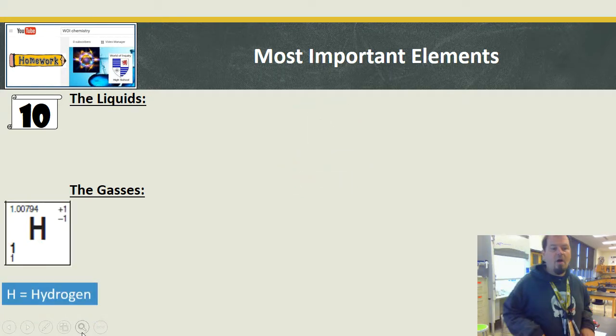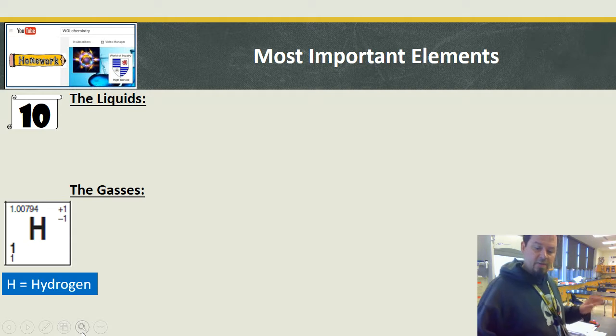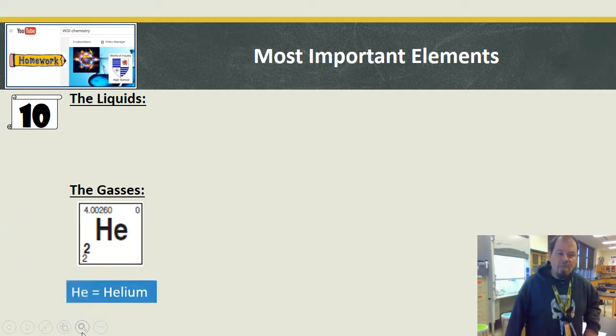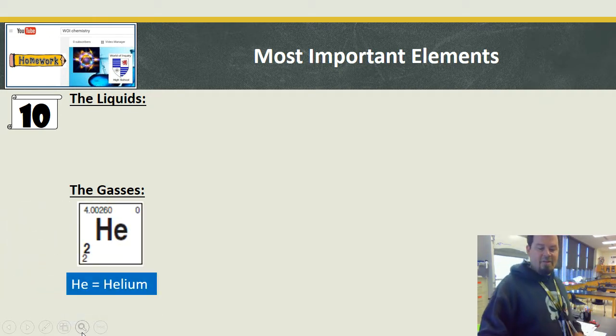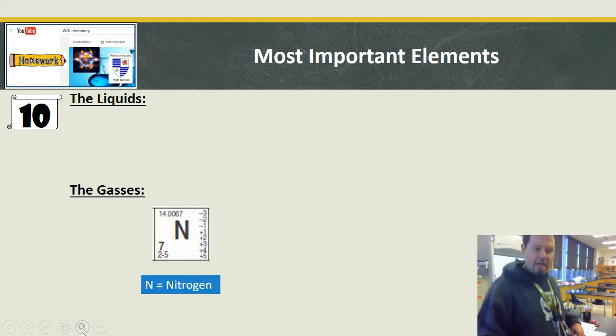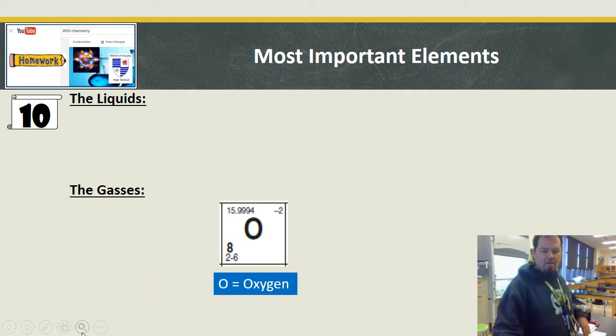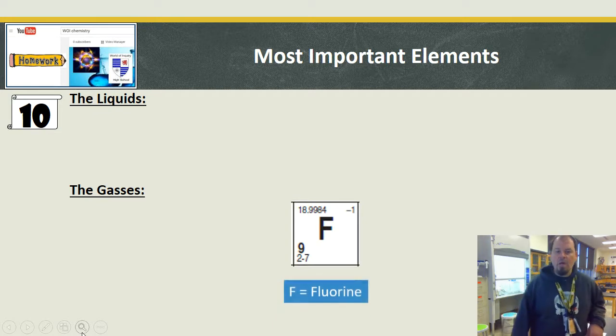Then there are a number of gases. Hydrogen, of course, is a gas, which will be confusing because it's on the metal side. We're going to learn that. Helium is a gas. We have experience with that with birthday balloons. Nitrogen is a gas. We've heard of it in our atmosphere. Oxygen, of course, we know is a gas. We're breathing that in and out every day.